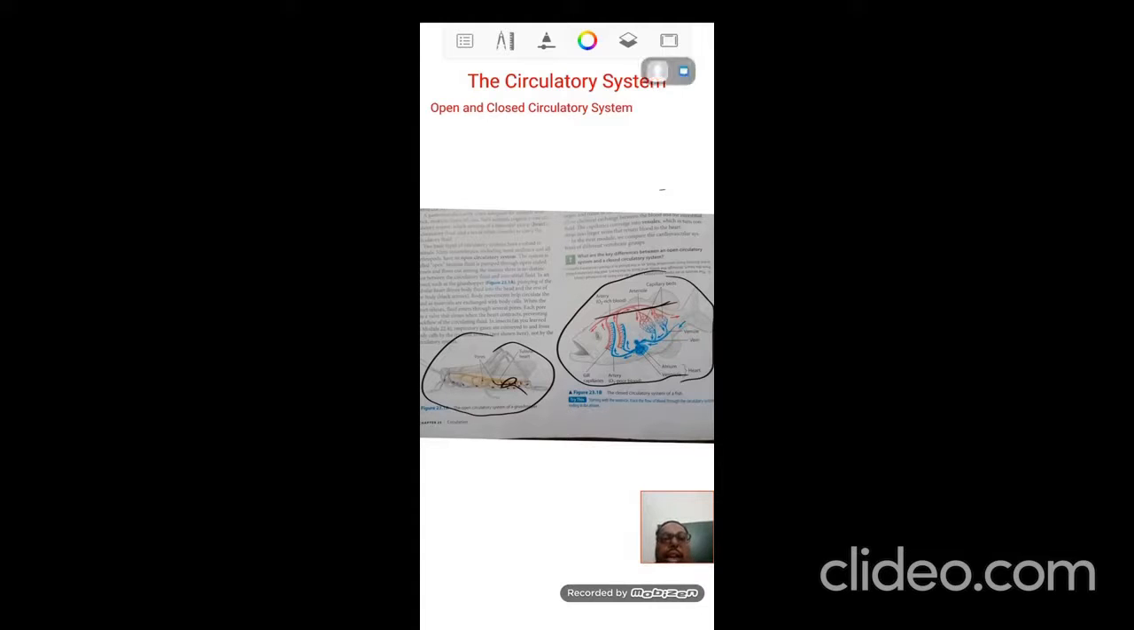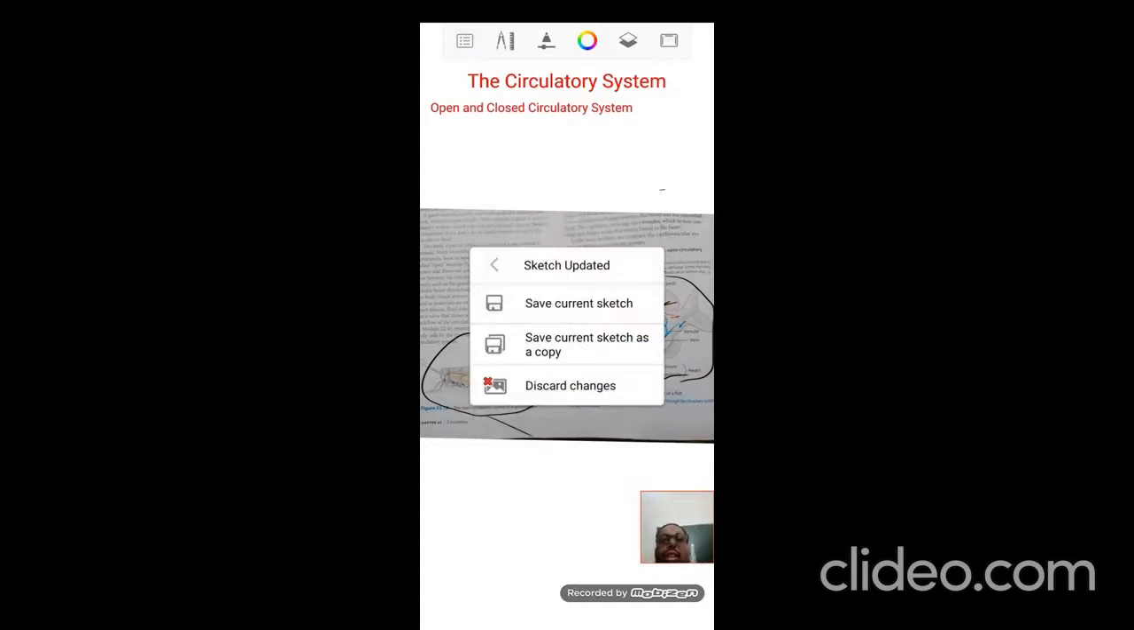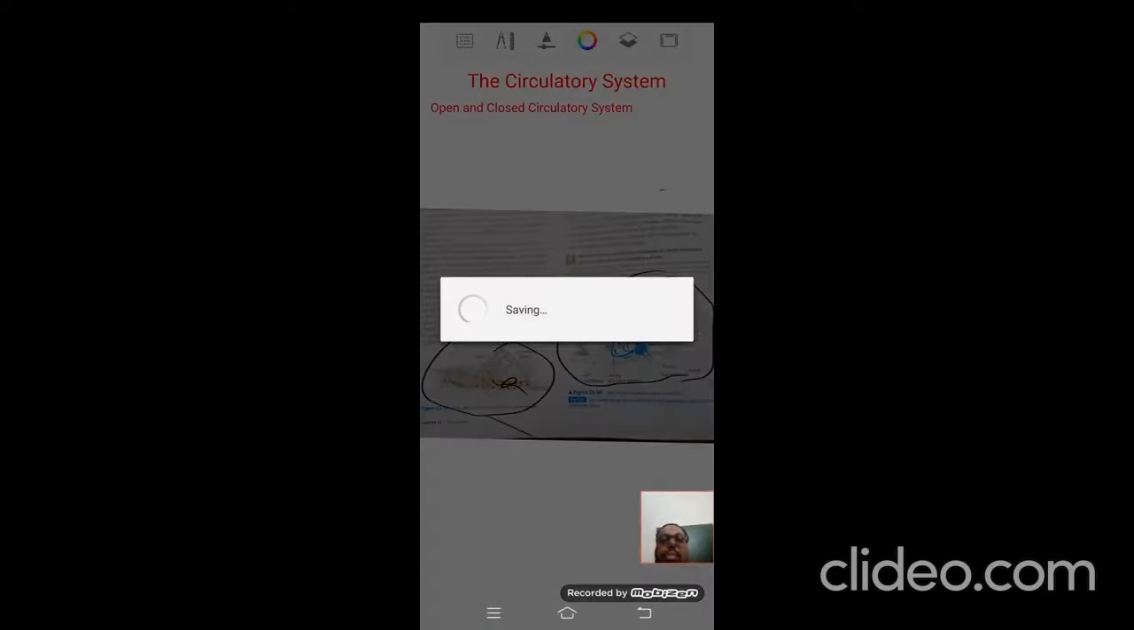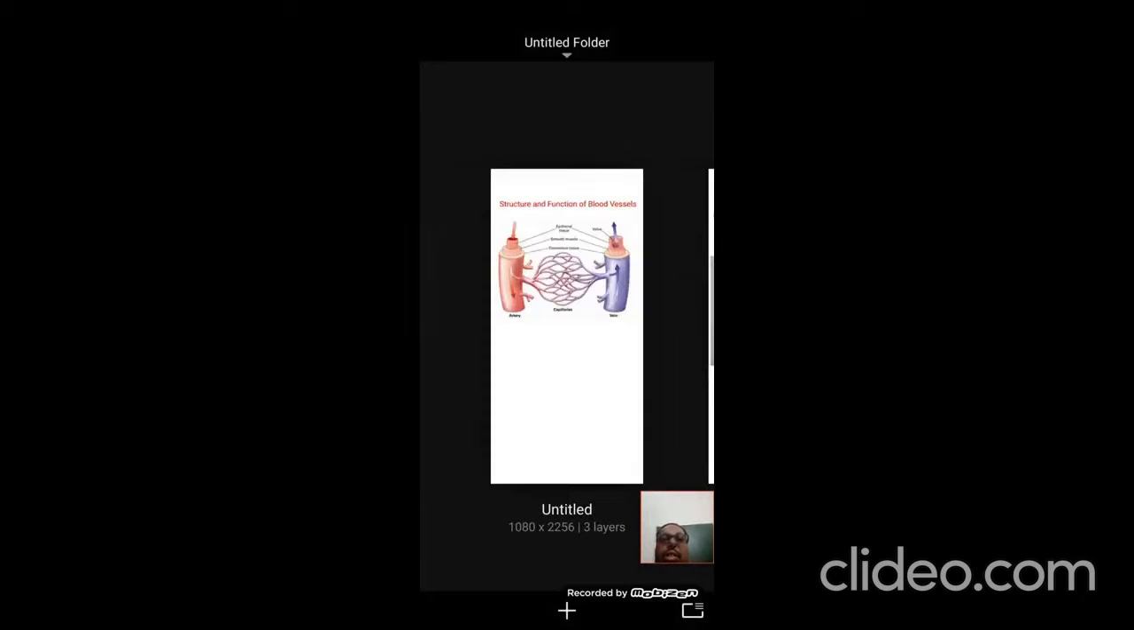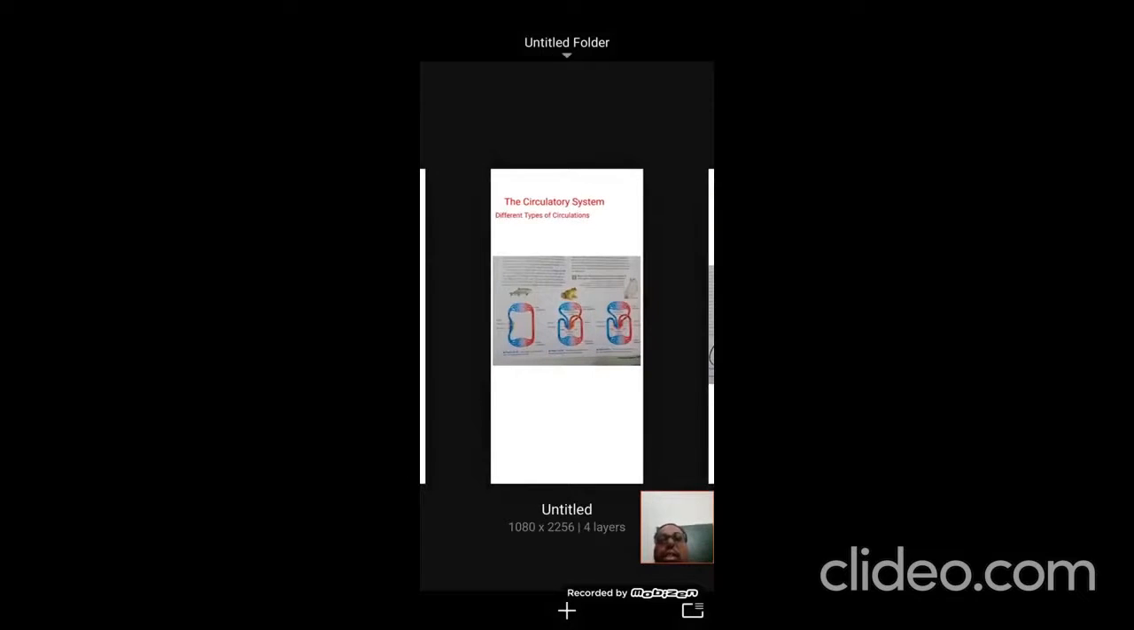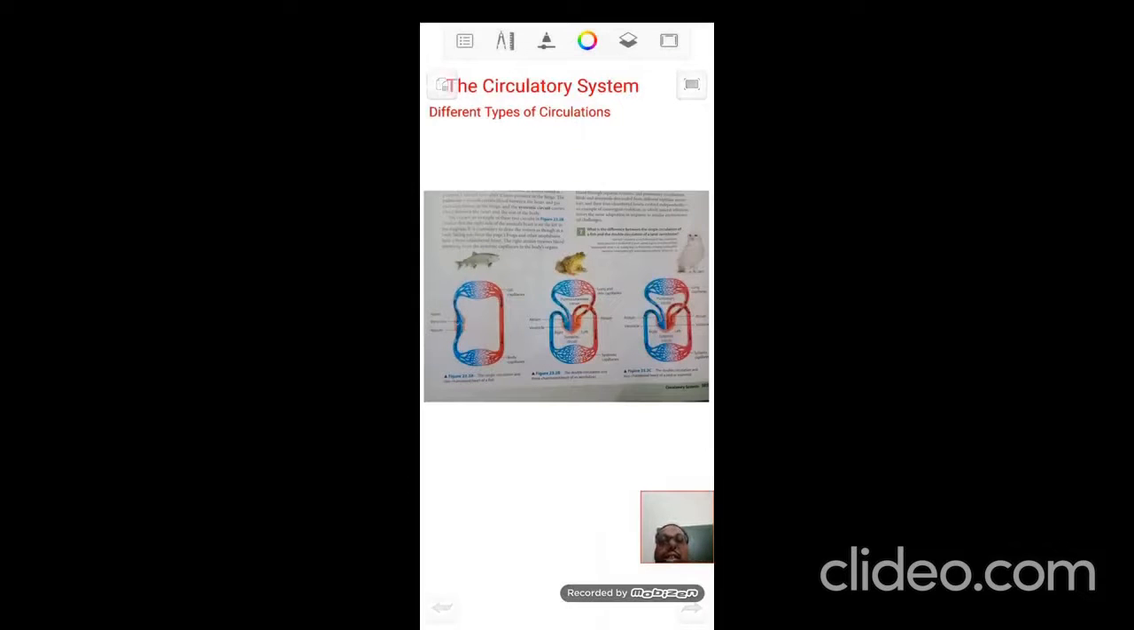In a closed circulatory system, a heart pumps the blood, taking oxygenated blood from one area and bringing the deoxygenated blood back, and the process of gas exchange takes place. Another important thing is that whenever circulation takes place, there are three types of circulation according to the structure of the heart.